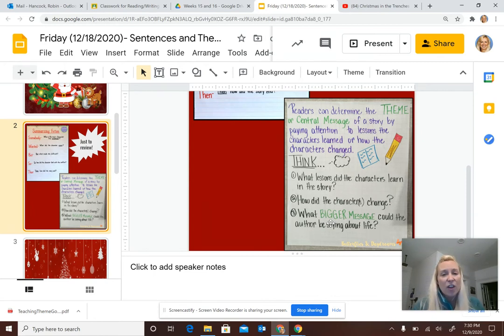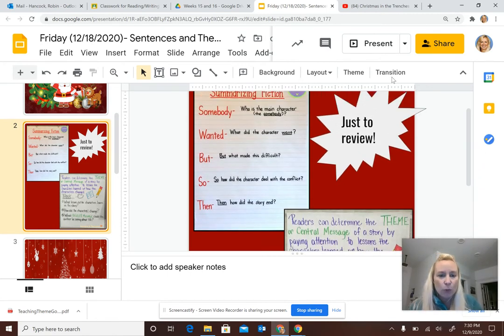And there are lots of other themes that we will talk about after Christmas as well. But think about theme as a lesson that we could all apply to our lives, not just that character in that story. So stay away from that and stay away from just looking at one little detail in the story and deciding the theme around that one little detail. That's why I ask you to summarize first and use somebody wanted, but so then, because it really brings the main things that happen in the story to the front of your mind to determine that theme.